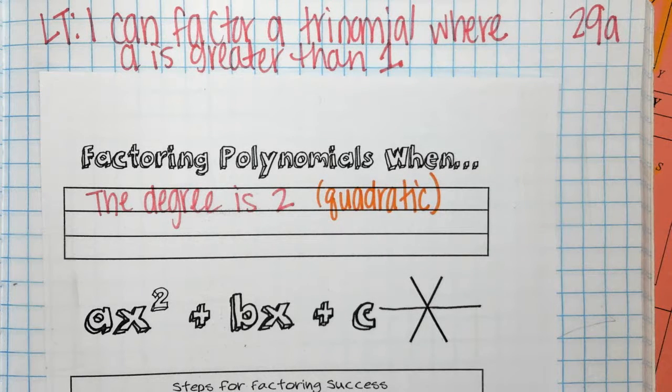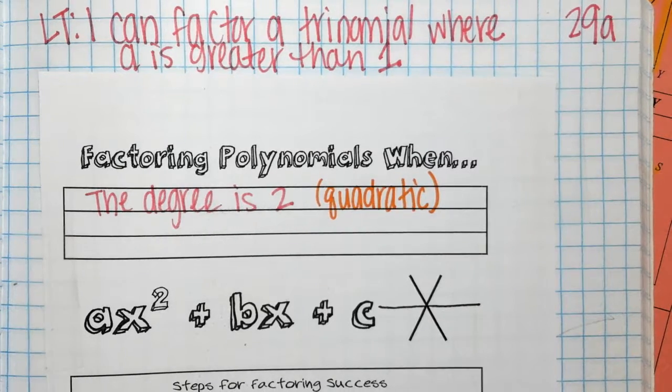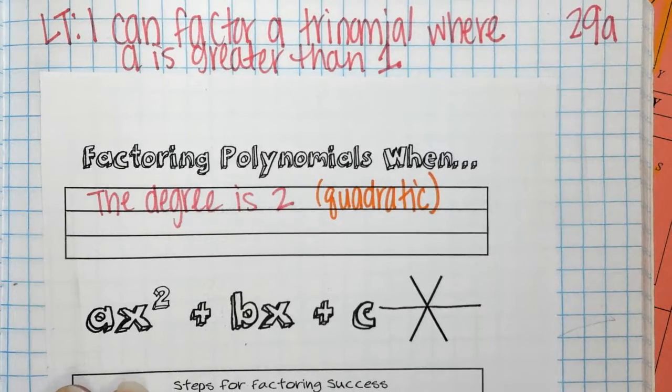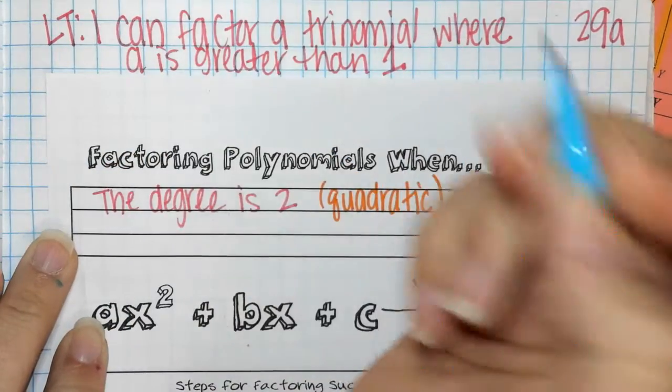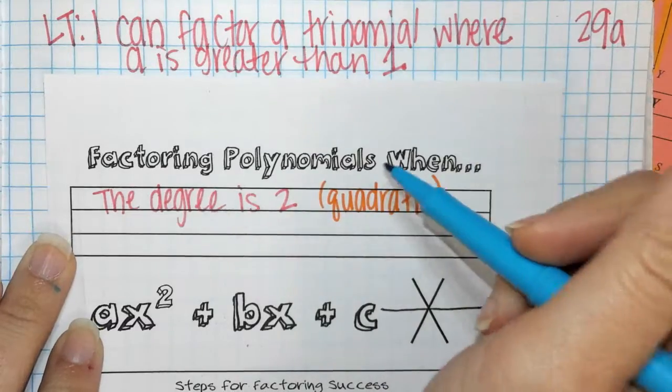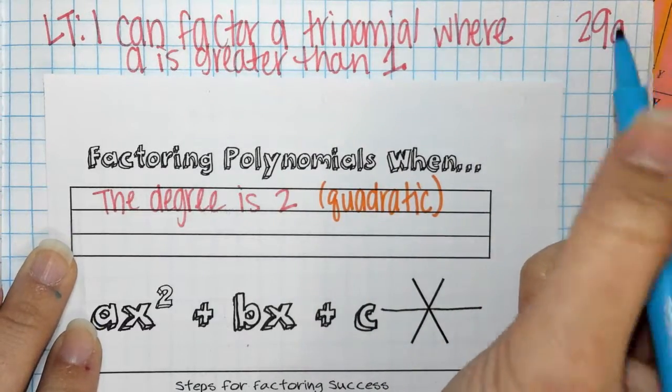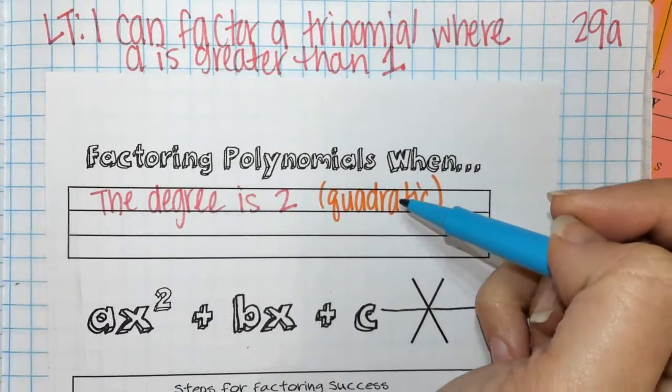A quadratic. Quad means 4, but a quadratic is 2. Exponent of 2. Alright. The second thing we... Sorry. So we're factoring polynomials when the degree is 2.